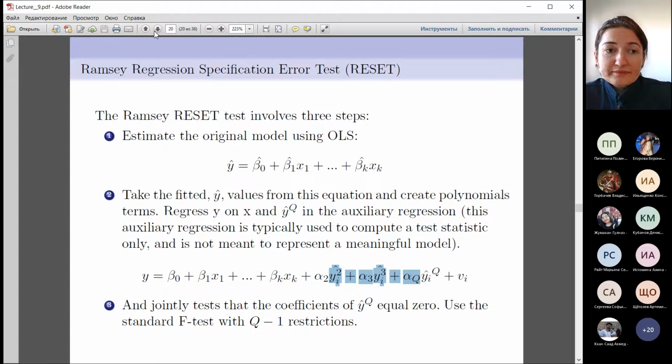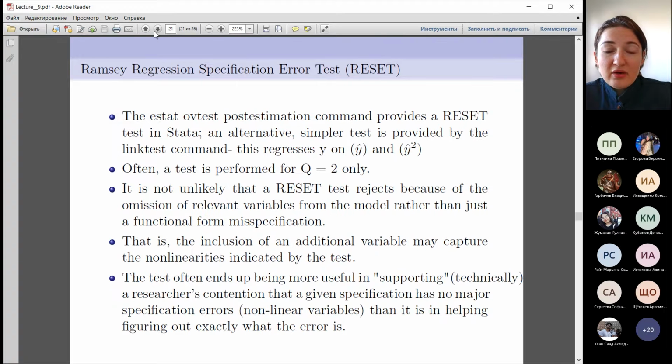But how can you do this in Stata? In Stata, you can find the command estat ovtest. This is, of course, a post-estimation command. So first of all, you need to run your regression, and only after this can you run the Ramsey specification error test.